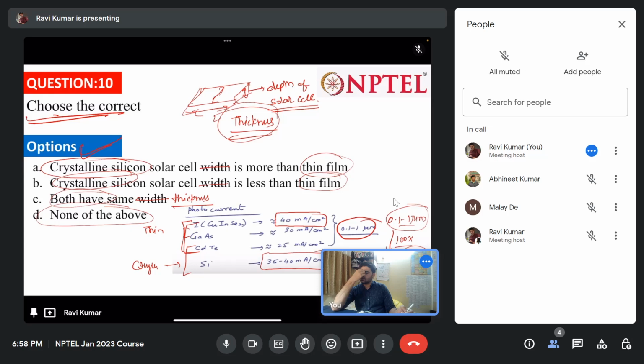So first, the answer will be: crystalline silicon solar cell thickness is more than thin film. Yes, A is the answer.